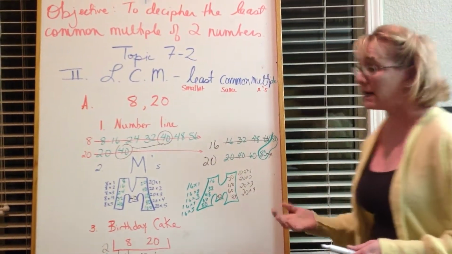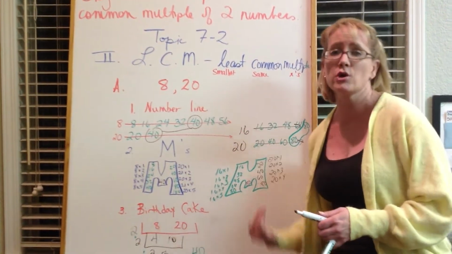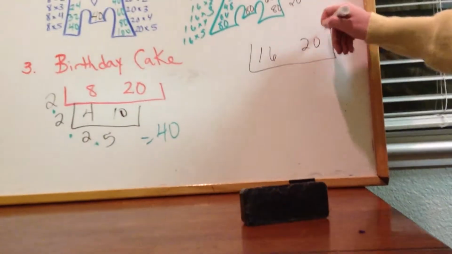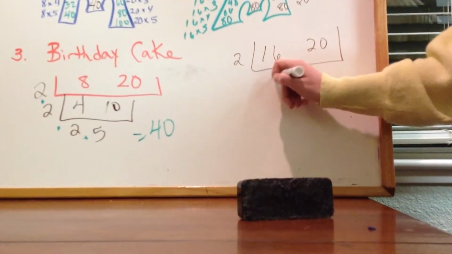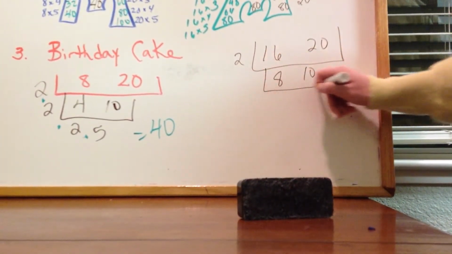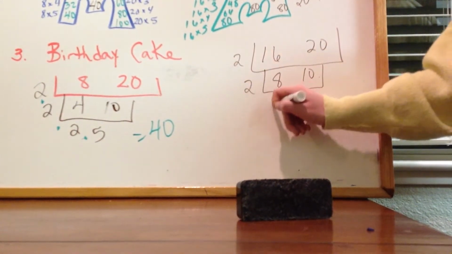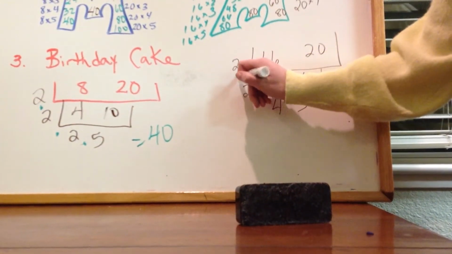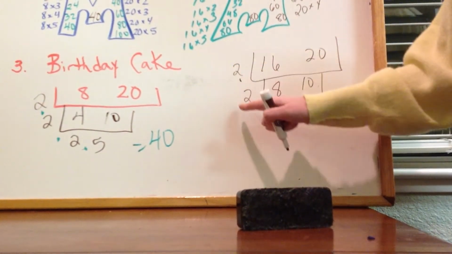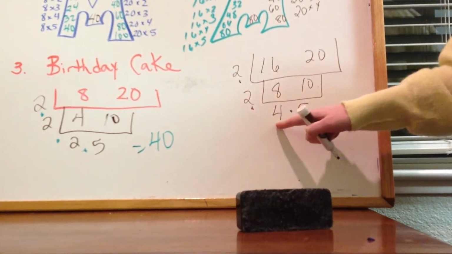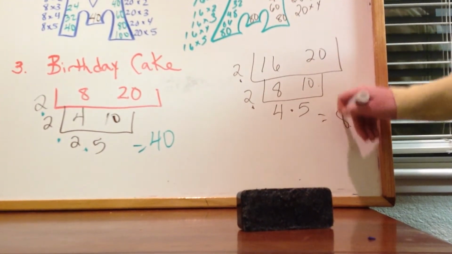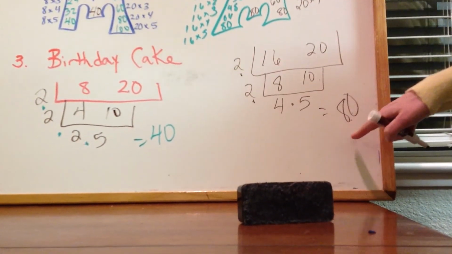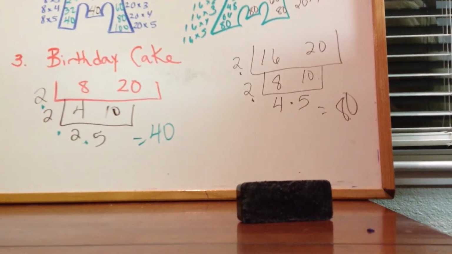The one that works the best, I think, is the birthday cake, because you don't need to know their multiples. So I'll do 16 and 20. A number that can go into 16 and 20 is 2. It goes in 8 times and 10 times. A number that goes into 8 and 10 is 2. It's 4 times and 5 times. And there's no number that can go into both of them. So now I'm going to multiply all the numbers. 2 times 2 is 4. 4 times 4 is 16. And 16 times 5 is 80. Or you could go this way. 5 times 4 is 20. 20 times 2 is 40. And 40 times 2 is 80. So this one's a lot easier to do. Okay, guys, that's it.